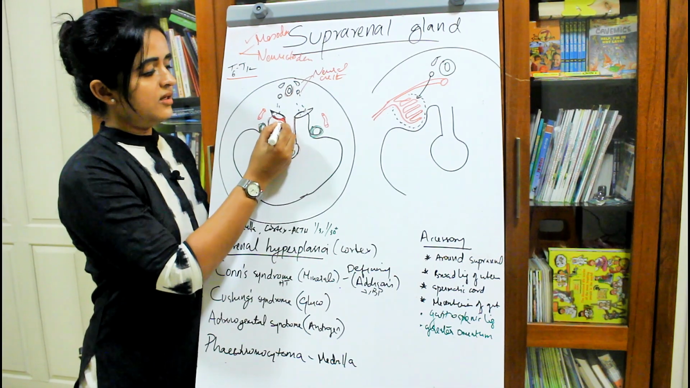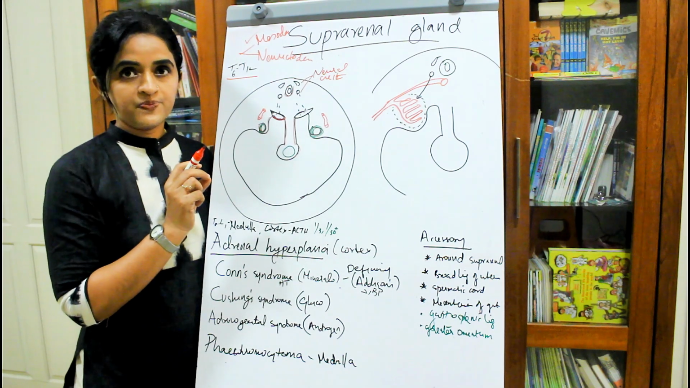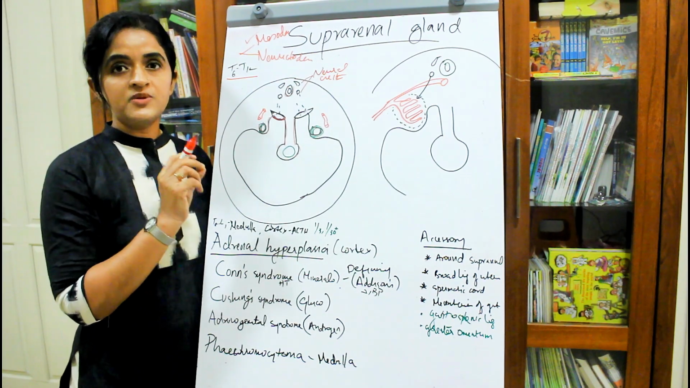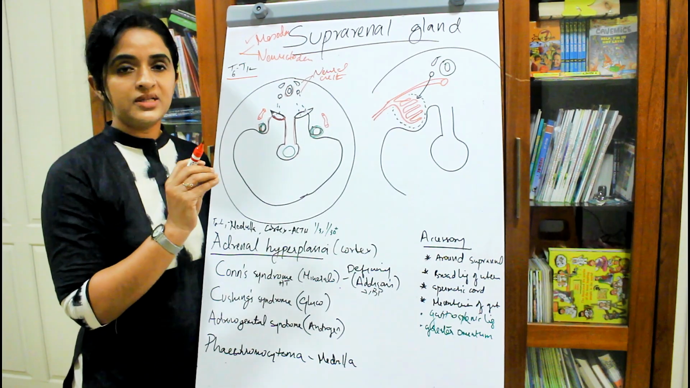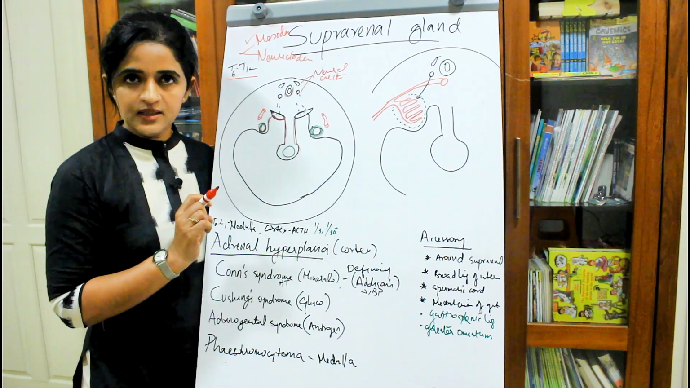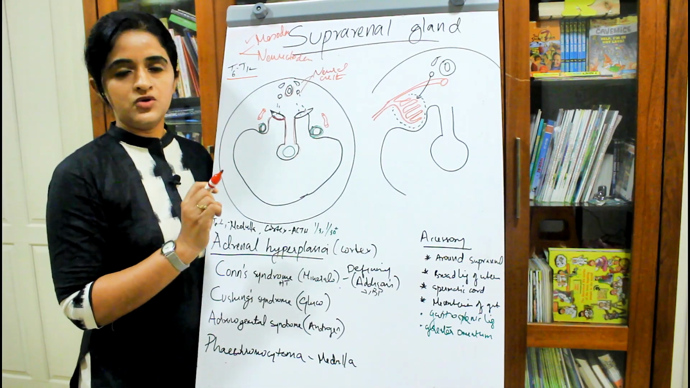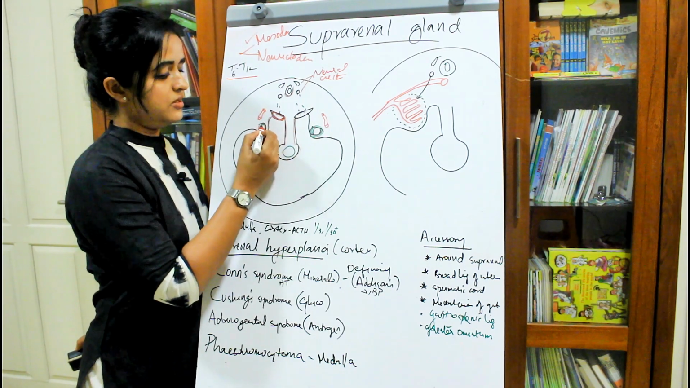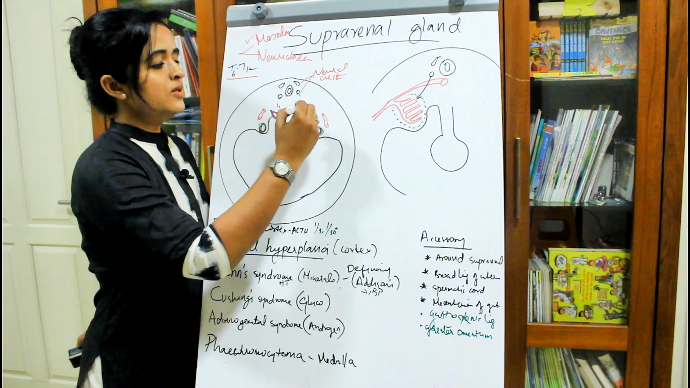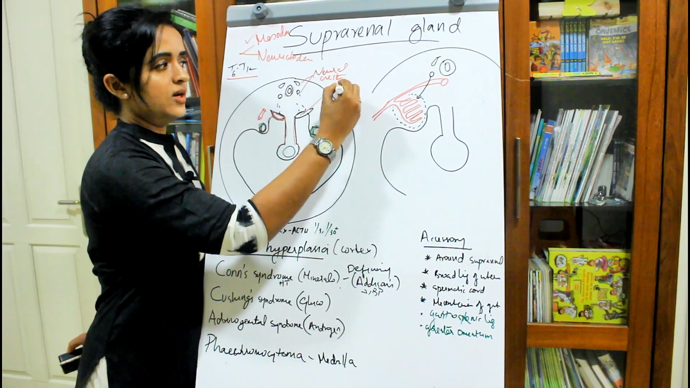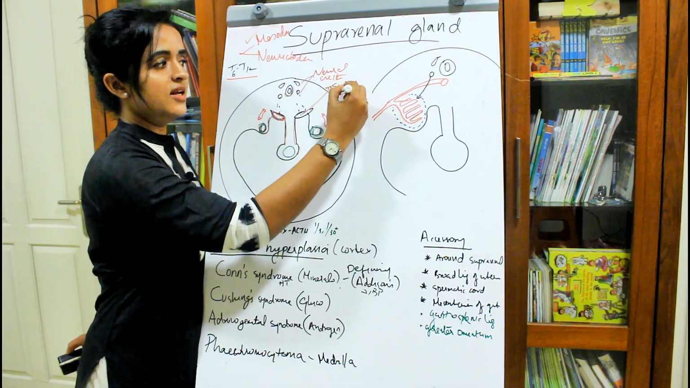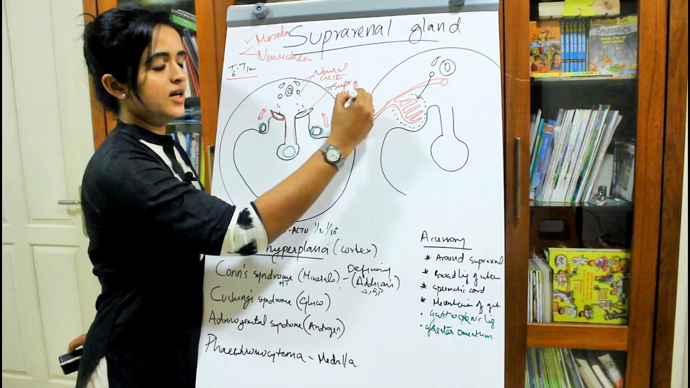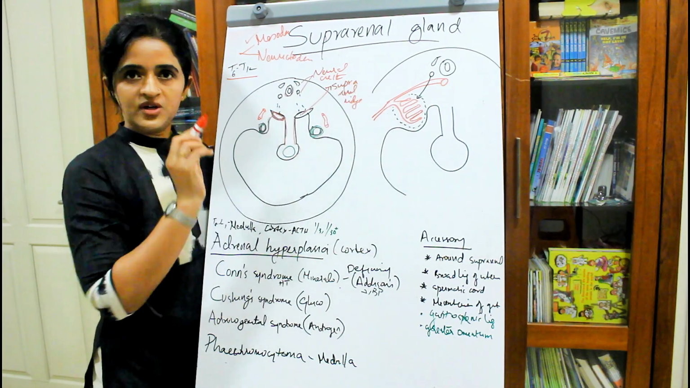In this region, there develops a ridge. This ridge is formed by the proliferation of the mesothelial cells of the coelomic epithelium, and it is mesodermal in origin. So you have the ridge formed between the dorsal mesentery and the developing gonad. This ridge is known as the suprarenal ridge.